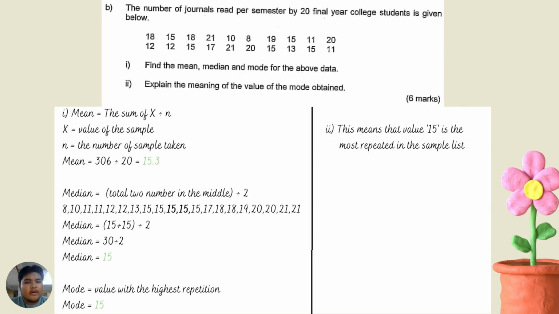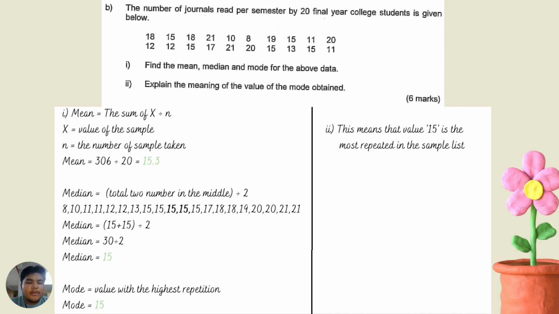So n we can get from the question: the number of journals read by 20 final year college students. The 20 is the number of samples taken. So we can plug in the numbers and we'll get the mean is 306 divided by 20, which equals 15.3.